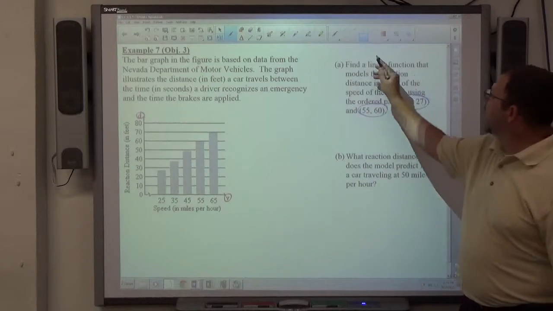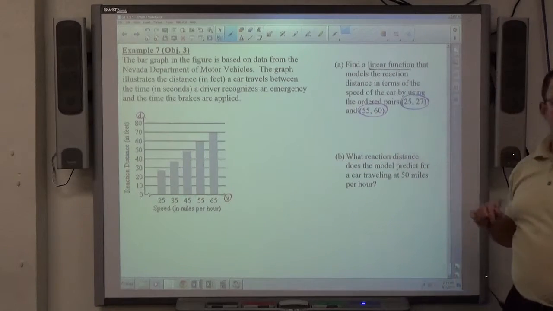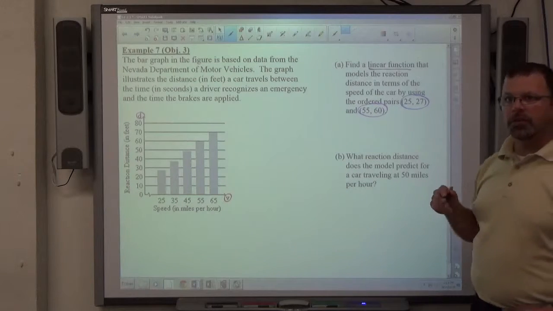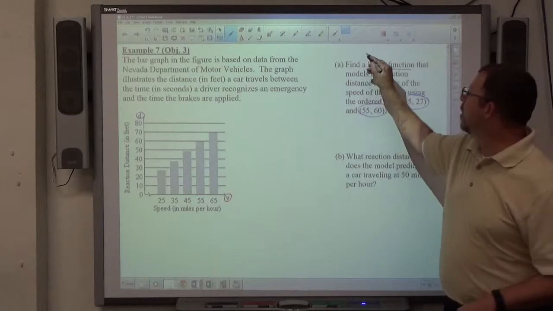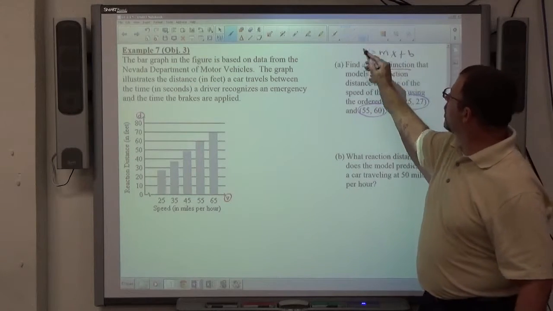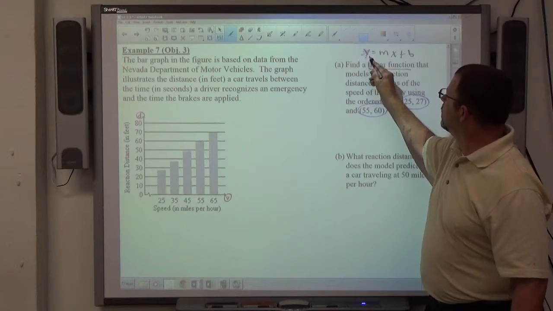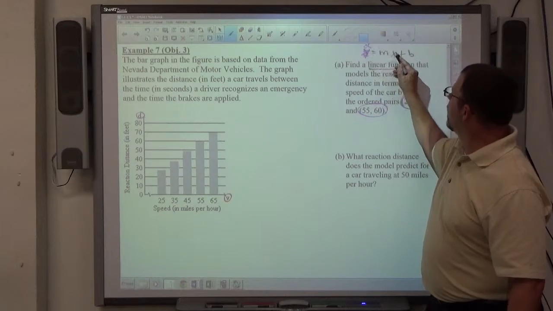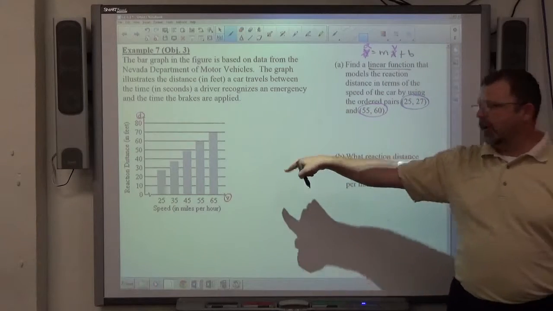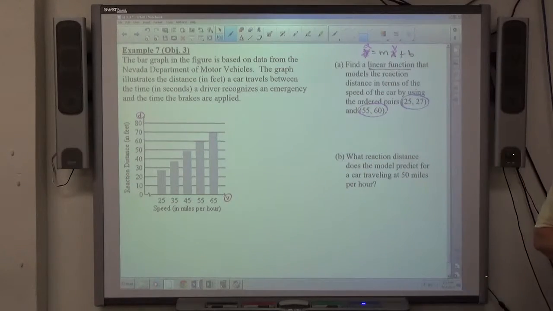They want me to find a linear function, straight line. Anytime it says find a line, we're looking for slope and y-intercept, right? So we're thinking y equals mx plus b. For the sake of this problem, though, instead of y, what do I use? D. Instead of x, I use? V. All right? Because again, those are the variables being used in this problem.